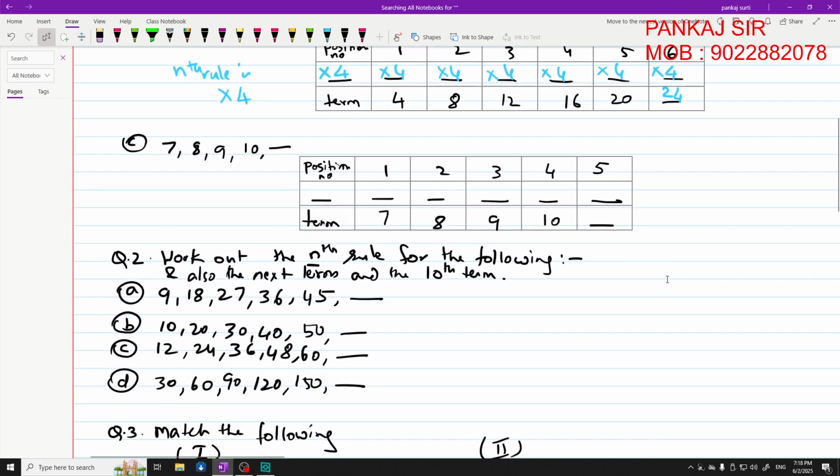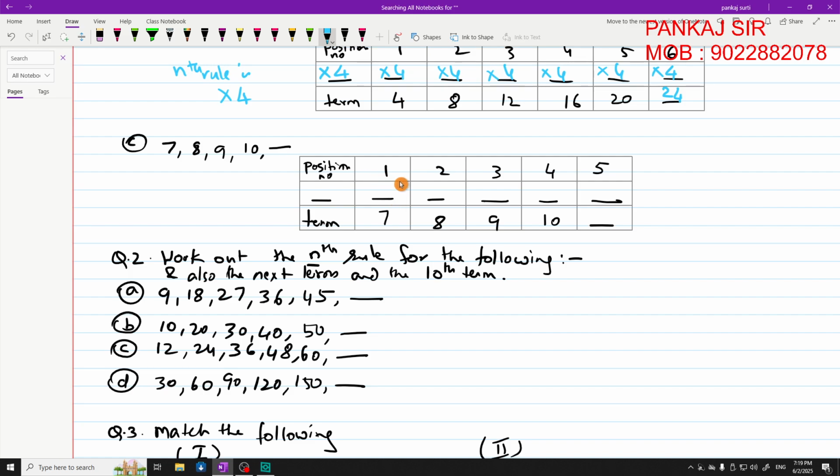Next one. Position numbers are given to you 1, 2, 3, 4, 5. The middle row you have to fill up. The term row is given as 7, 8, 9, 10. Okay. So let us see how this works. So the sequence is 7, 8, 9, and 10. Position number 1, 2, 3, 4, and 5.